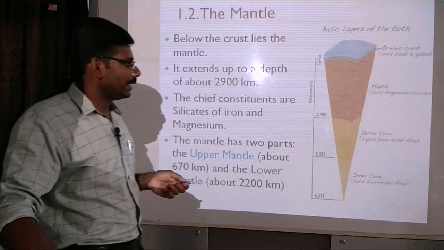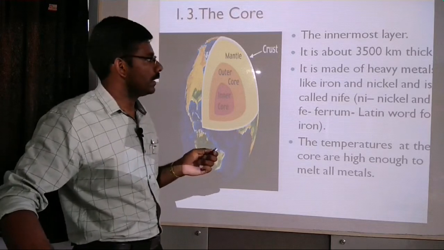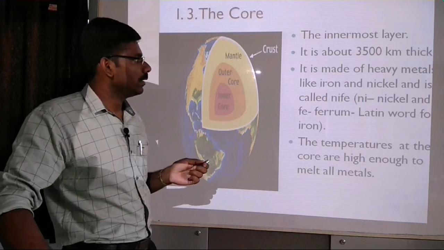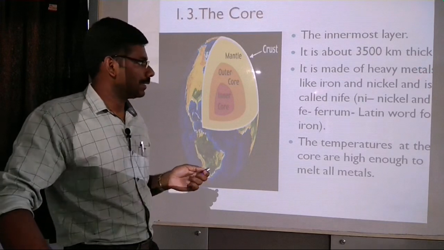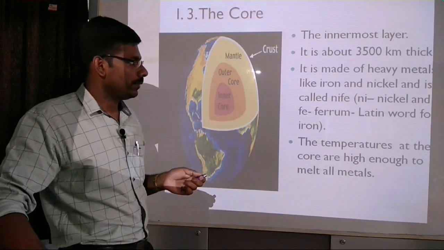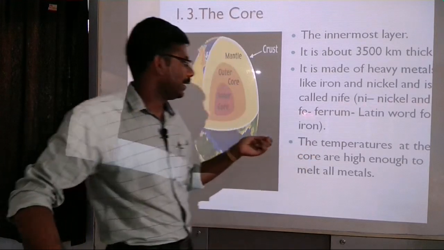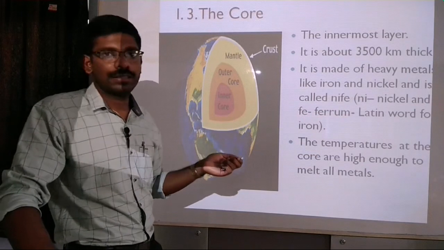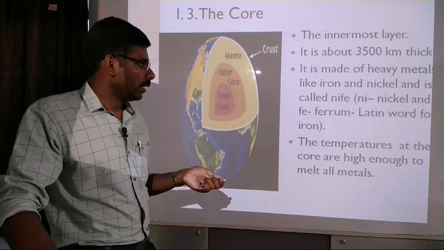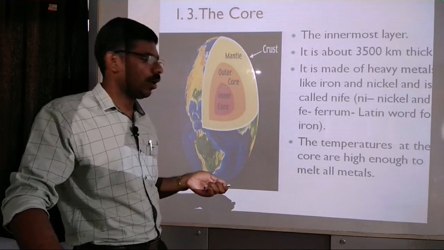Then the third one is the core, the innermost layer. It is about 3500 km thick. It is made of heavy metals like iron and nickel, and is called NiFe, N-I-F-E. Here Ni stands for nickel and Fe stands for ferrum, which is the Latin word for iron. The temperatures at the core are high enough to melt all metals.